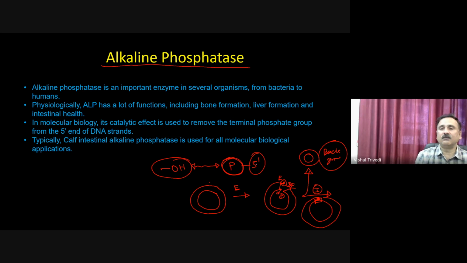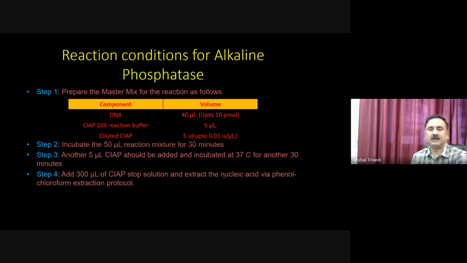recircularize. To avoid this, what we do is we remove this phosphate from the vector, from the plasmid, okay? And this is the function of alkaline phosphatase. So alkaline phosphatase is an important enzyme. It has a lot of functions, but its main function is to remove the phosphate, okay? And these are the reaction conditions where you're going to use this, right? And alkaline phosphatase is always used for avoiding recircularization when you are doing a single restriction digestion.